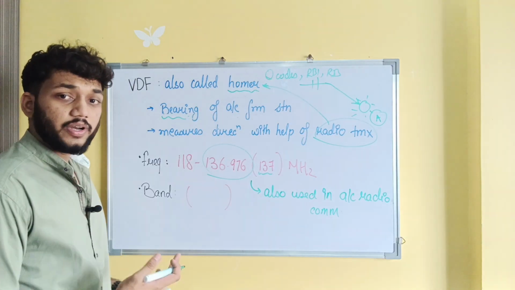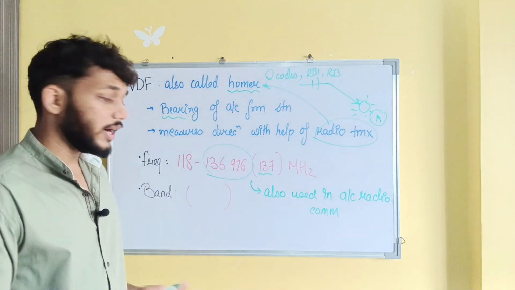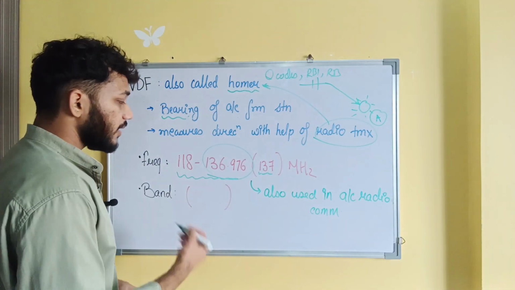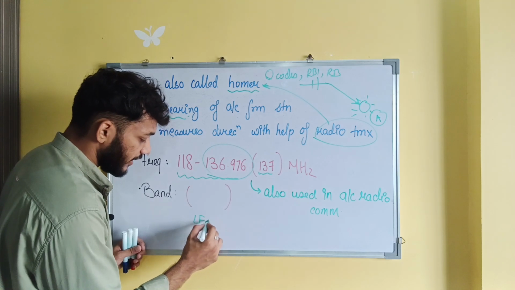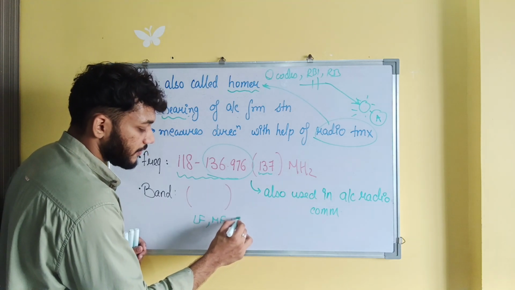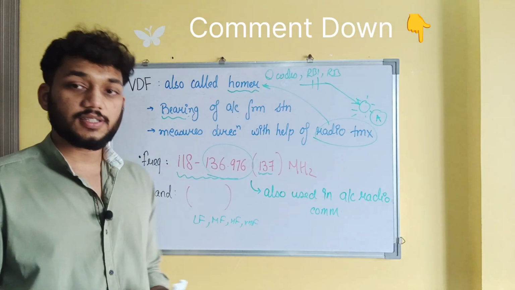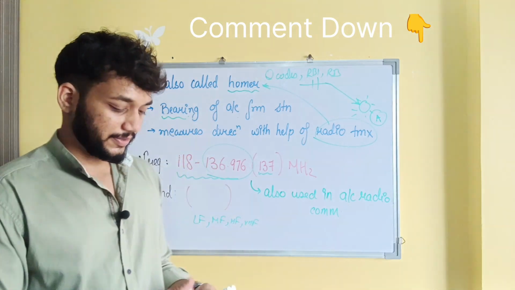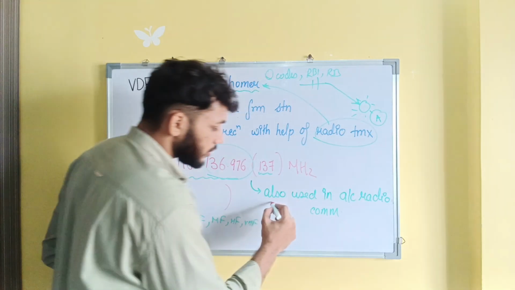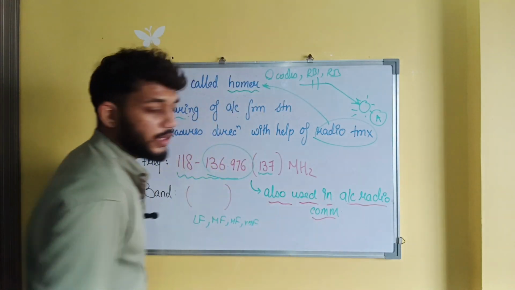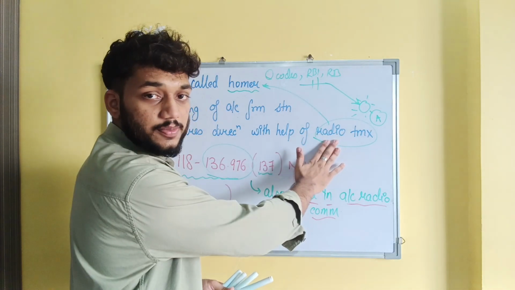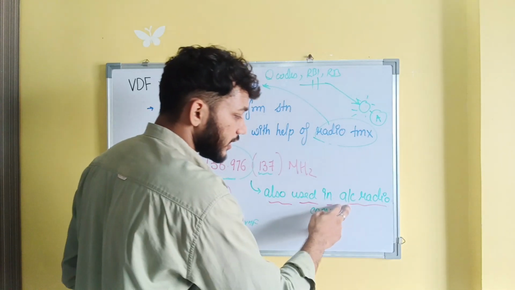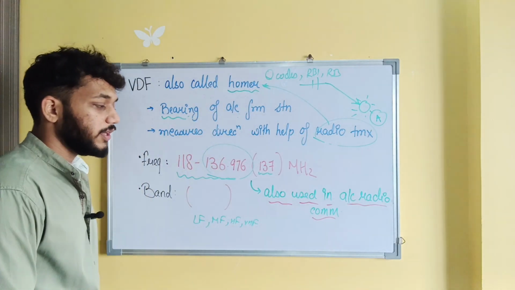Now frequency band, we have already discussed what the frequency bands are. So I want you guys to tell me, 118 to 136.976, which frequency band does it come in? Is it LF, MF, HF, VHF? Whatever the answer is, type it in the comment section and we'll see if you know or if you have memorized the frequency bands or not. Now coming to the last point, also used in aircraft radio communication. So we have already seen that the frequency of the radio transmitter is the same. So VDF automatically tunes in if the aircraft is using its radio communication.